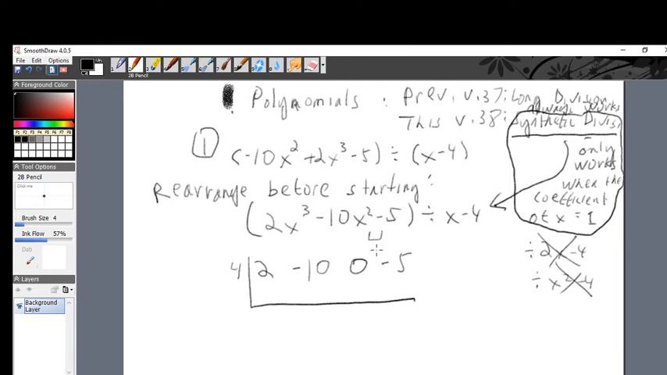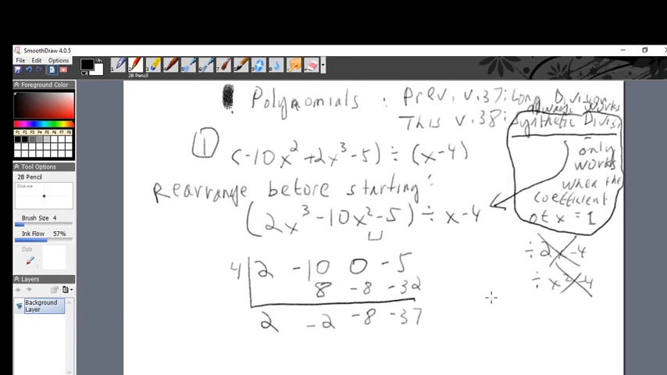Okay, here's how you do it. Drop the 2. Then 4 times 2 is 8. Negative 10 plus 8 is negative 2. Then 4 times negative 2 is negative 8. 0 and negative 8 is negative 8. And 4 times negative 8 is negative 32. Negative 5 and negative 32 is negative 37. And we are almost finished.